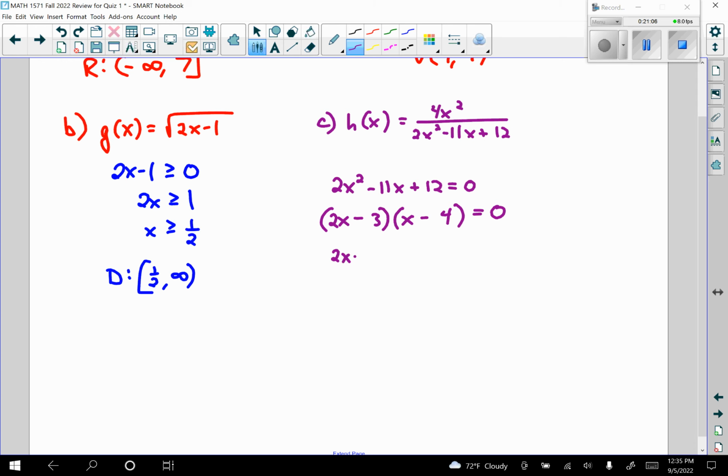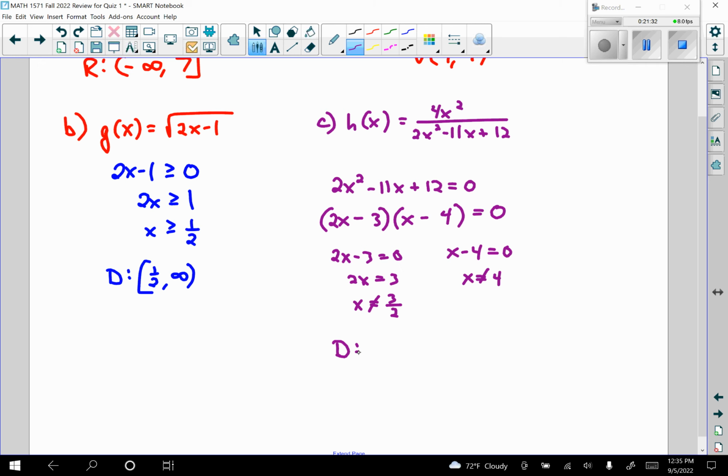So now I'm going to set both of these factors equal to 0. In this case, add 3, divide by 2, so x is going to equal 3/2, and over here x would equal 4. That's what's going to cause the denominator to be 0, so I want to restrict them. I really want to say x cannot equal 3/2 and x cannot equal 4. So in this case, the domain is all real numbers except these.